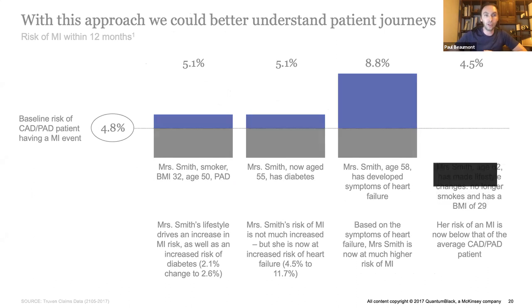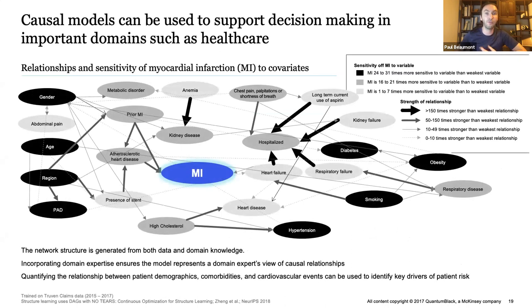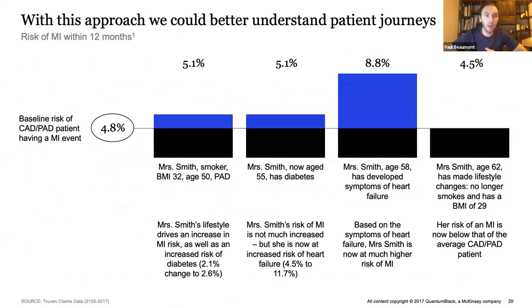The other thing that we do, this is just visualizing the graph, right? But to do these observations and these interventions means that we can then create stories. So imagine we've got this patient and we observe that she is a smoker. Her BMI is 32, she's 50, and she has this particular disease, PAD, pulmonary artery disease. She gets older, so we can update our observations. She's got older, she's now got diabetes, we've observed this. She's got older again, and we've observed that she's developed symptoms of heart failure.